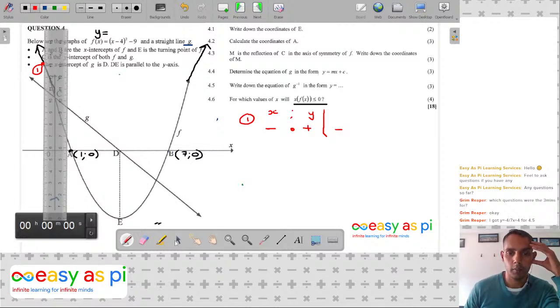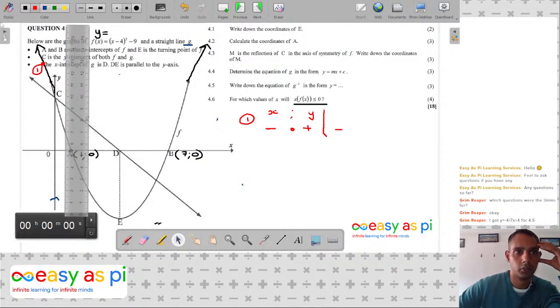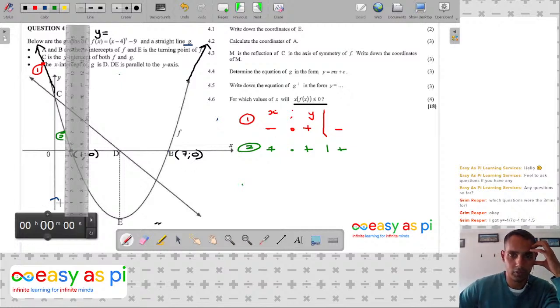If I move this, and let's say I took this green point here, number 2. What do I know about my x? Well, my x in this case is going to be positive. What do I know about my y? Well, my y in this case is going to be positive as well. And that gives me a positive. What am I looking for? Less than or equal to 0, right?